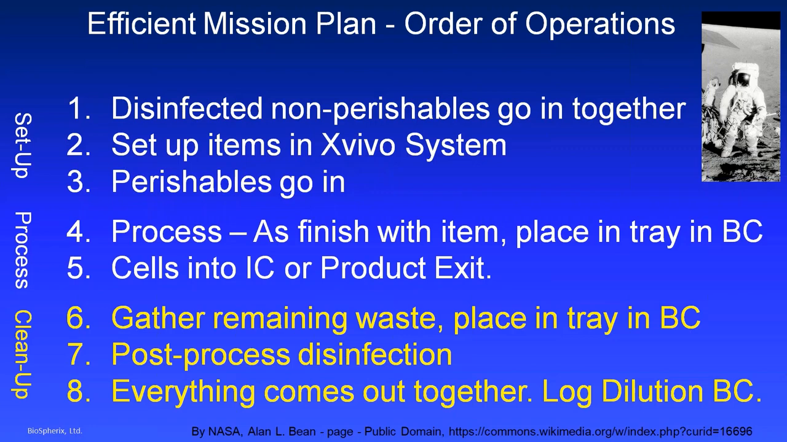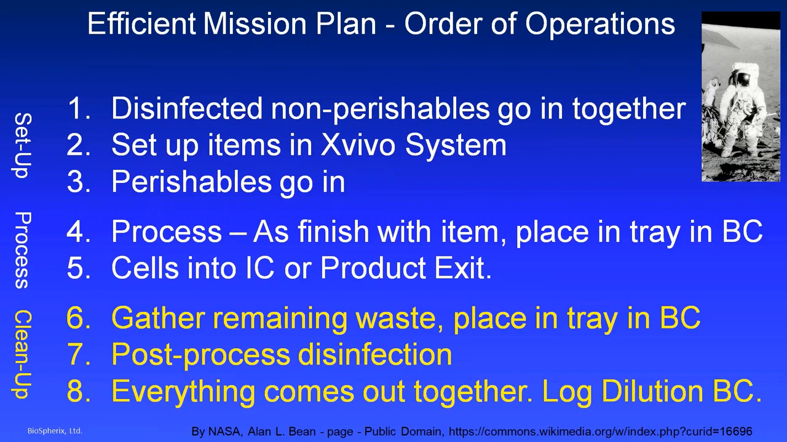Then you do your post-process disinfection, working from the end of the Xvivo system that is farthest away from your exit buffer through the modules all the way until you get to your exit buffer. Then you can take your disinfection items and put them on the tray with everything else coming out of the Xvivo system, close the door, and everything comes out together. Then you do your log dilution ventilation of that exit buffer chamber. So that is the most efficient way to do your process. Bring everything in together, bring everything out together.